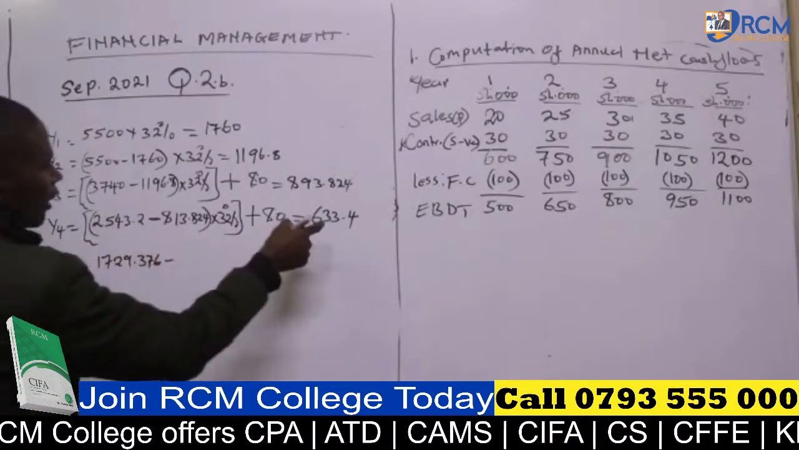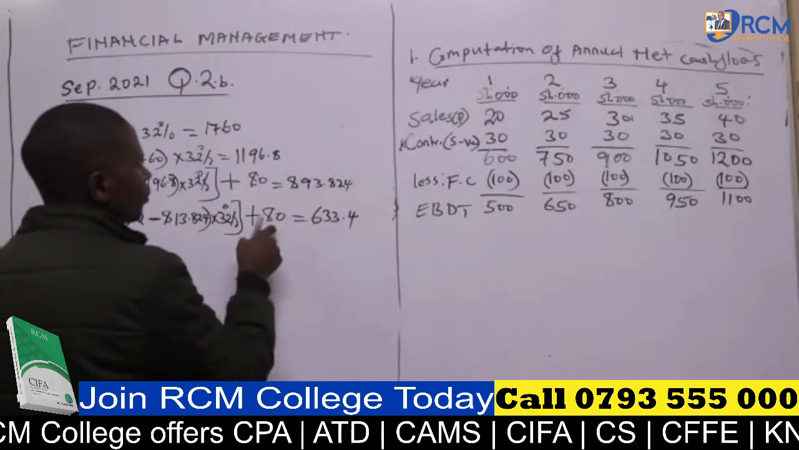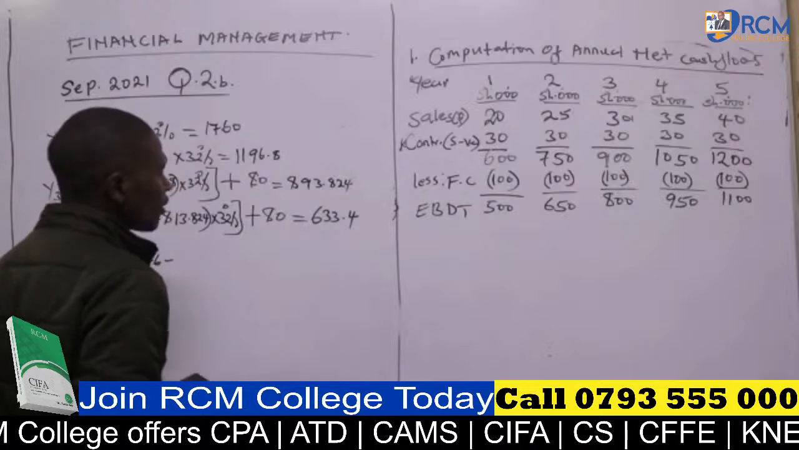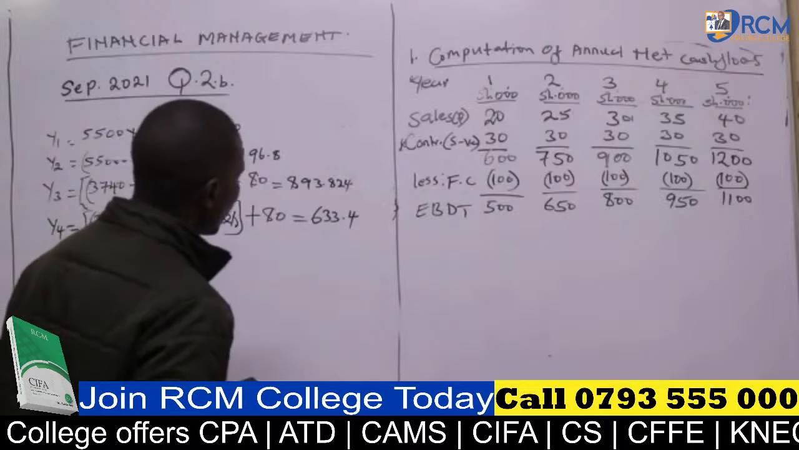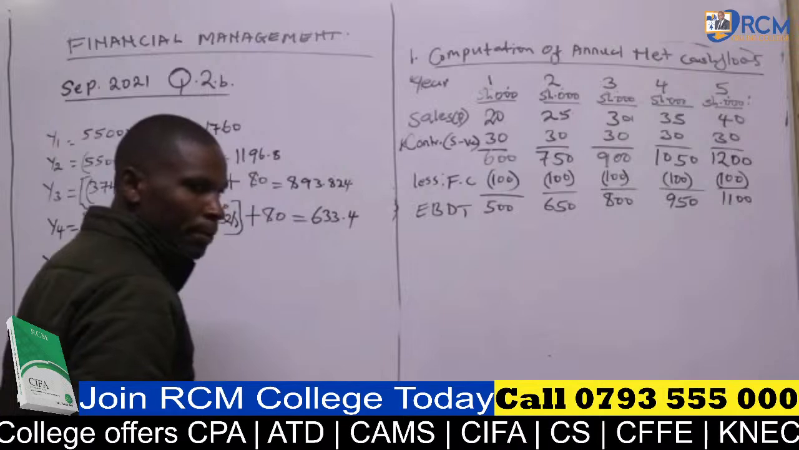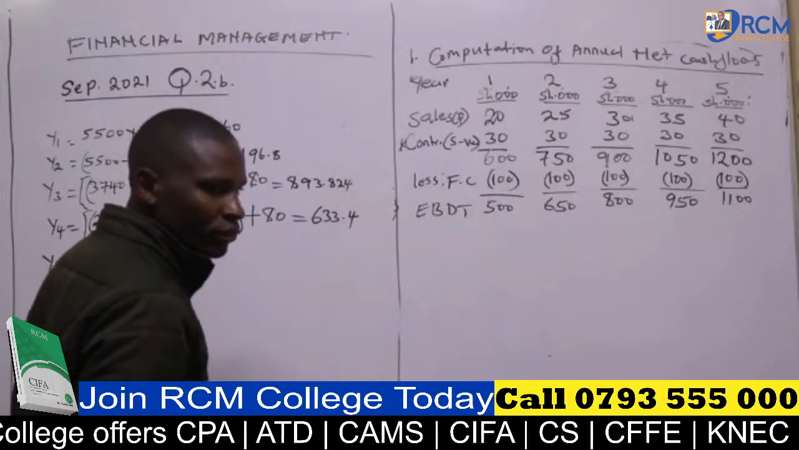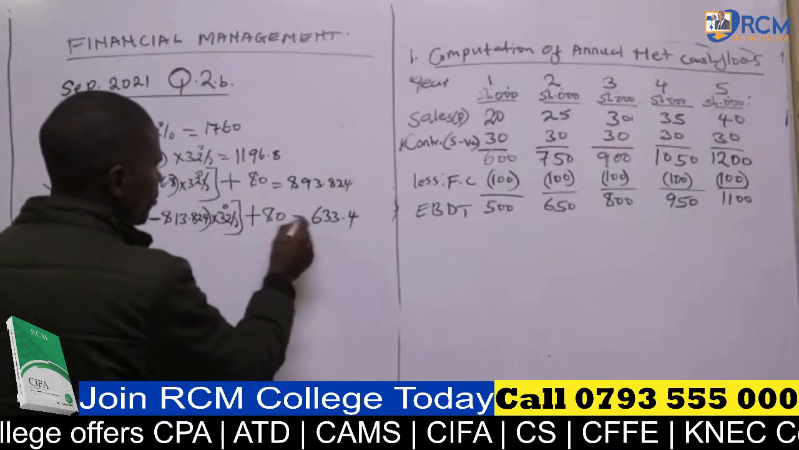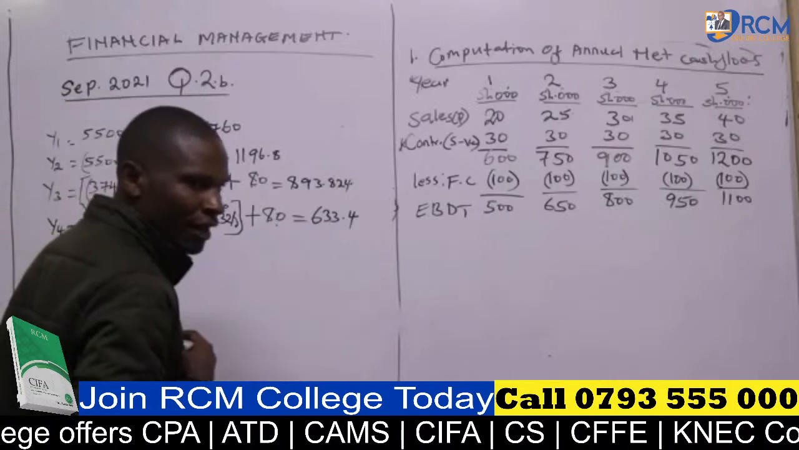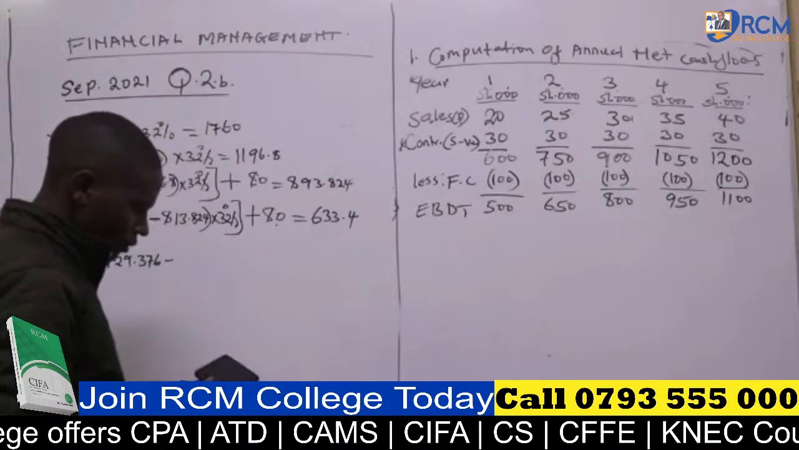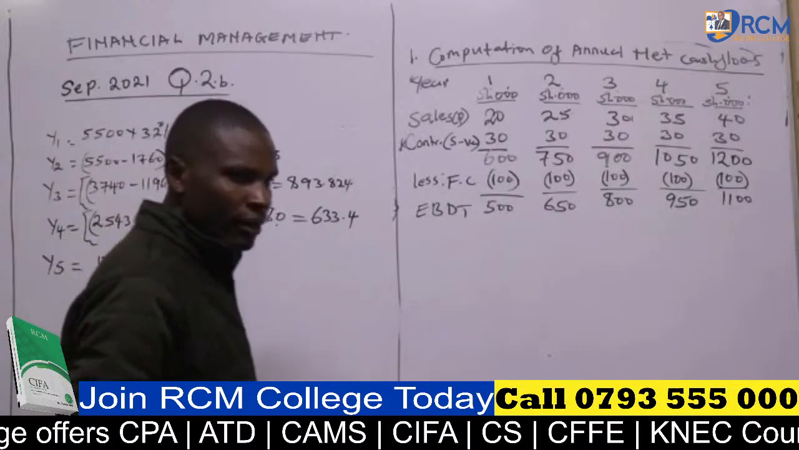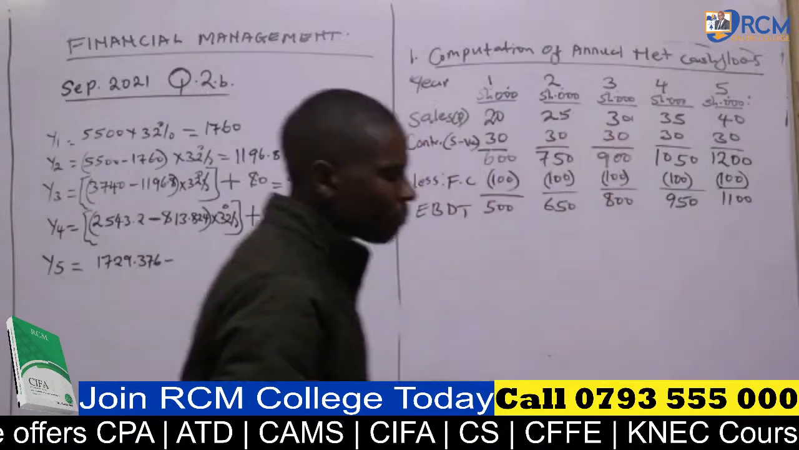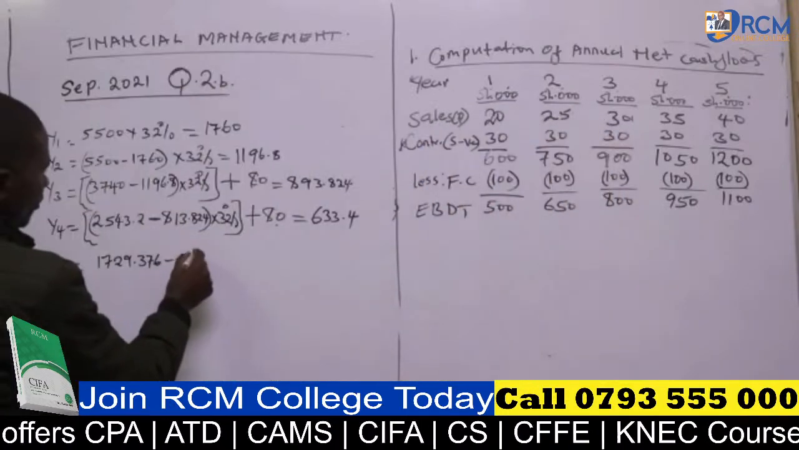1729.376 minus 633.4 minus 80. It will be something, is it 5? 633.4 minus 80 is how much? Thank you so much. We want to see this minus this. You still add there, by how much? We are getting the answer here. 553.4. 553.